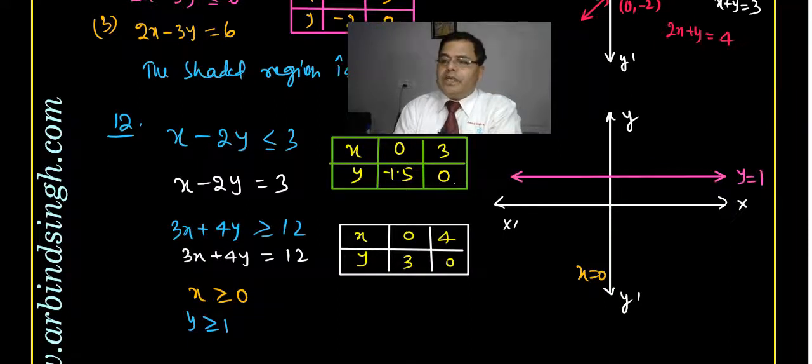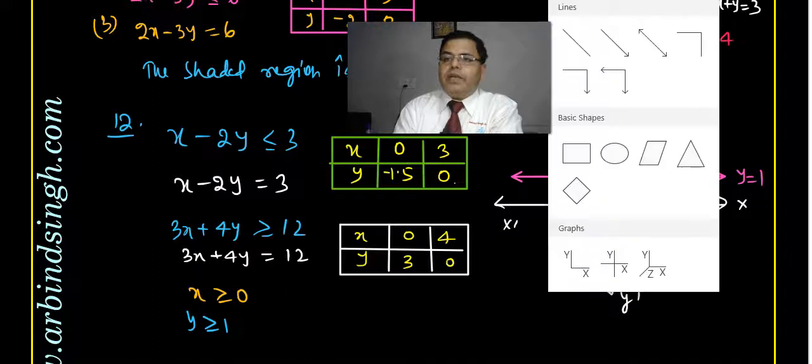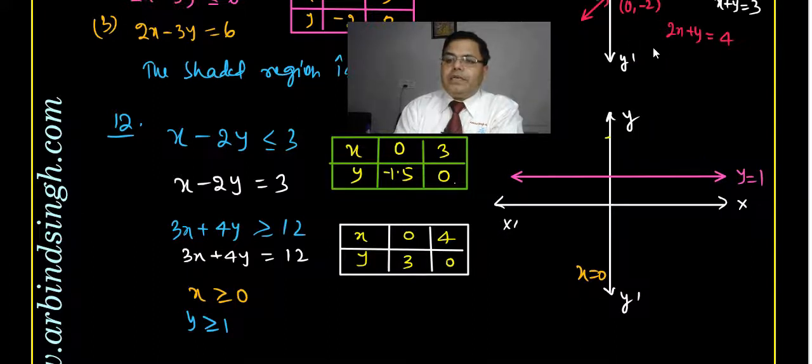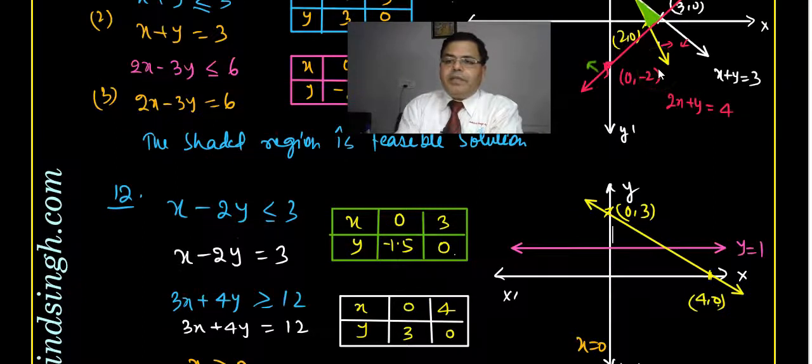Okay, now we have to plot the value for this, x0, y3. x0, y3 is a point here somewhere. And x4, y0. So it will be lying x3, y0, x0, y3, and x4, y0, like this. This will be the line. So this is a point 4, comma 0. And this is a point which is 0, comma 3. And the line is nothing else but 3x plus 4y is equal to 12. This is the line.